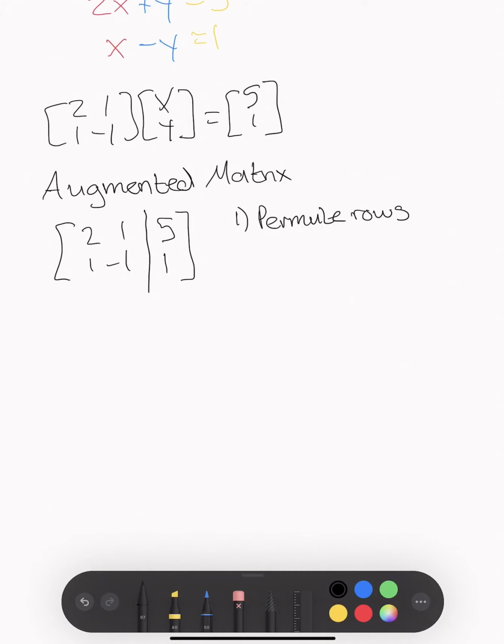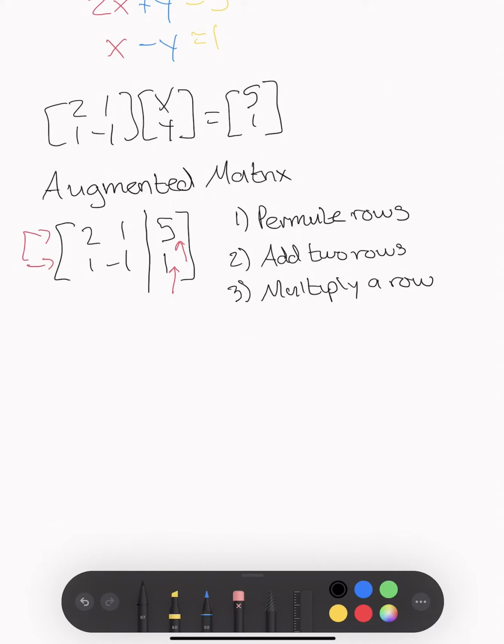All that means is you switch the order. So for instance, if you want this row here to instead go up here, you're allowed to do that. You can switch them. The important thing is you take these values on the right-hand side of the bar with you as well when you do that. You're allowed to add 2 rows, add or subtract, same thing. And then lastly, you can multiply a row by some number as long as it's not 0, by a non-zero scalar.